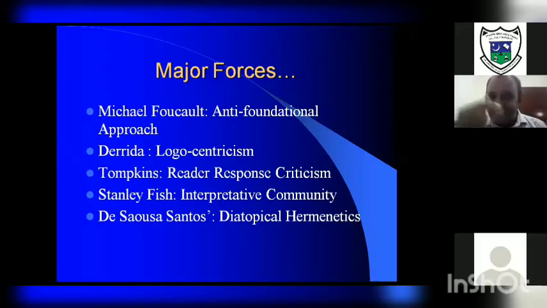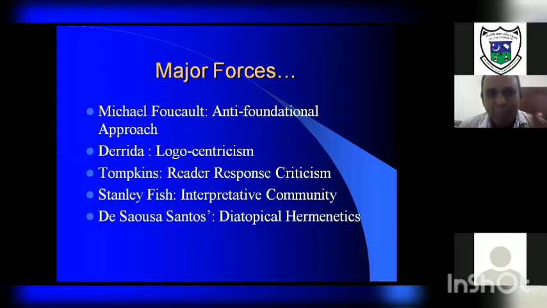Foucault. And then the last one, an interesting one, is de Souza's diatopical hermeneutics. It stands for thematic consideration of understanding the other without assuming that the other too has almost the same or equal or required basic self-understanding. That's how normally we arrive at conclusions here.